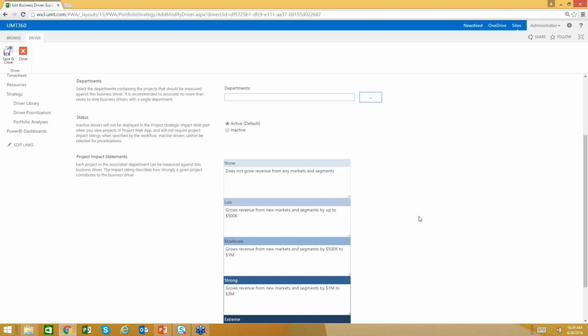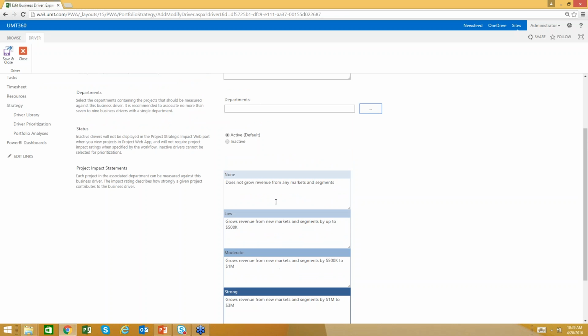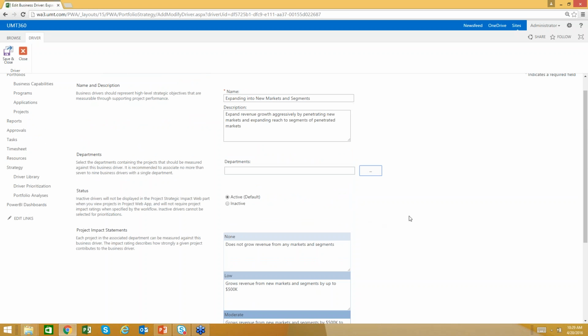Impact statements that you see here are basically used to denote what contribution a project will have on one or more business drivers. So an extreme impact here would be valid if the project grows revenue by more than $3 million. And you can see the others here, all the way down to no impact whatsoever. So engaging the executives to define a set of actionable, measurable, and unique business drivers is certainly key, and housing that information within the Microsoft PPM platform.